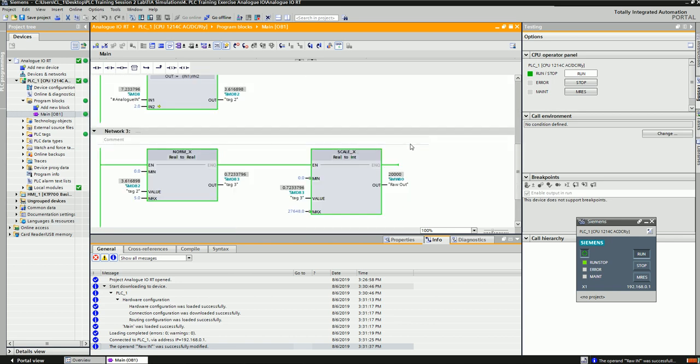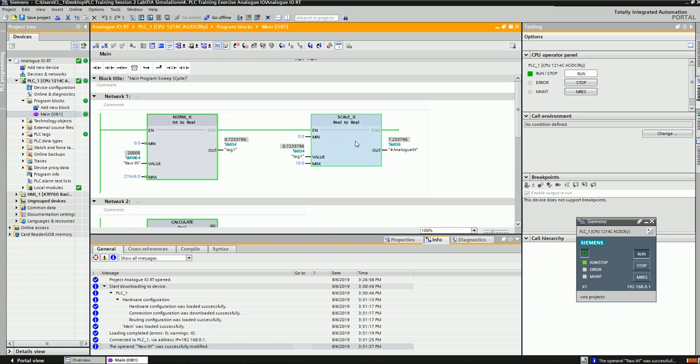In part 2, I will physically simulate it with the CPU and actually download it in the actual CPU and show you the input and output working. So this is how the analog inputs and outputs are configured in the S7-1200.